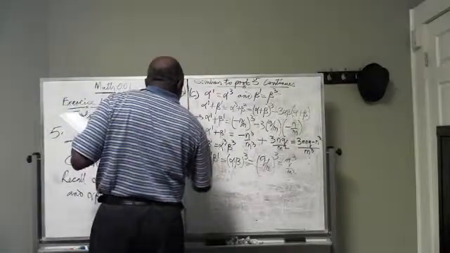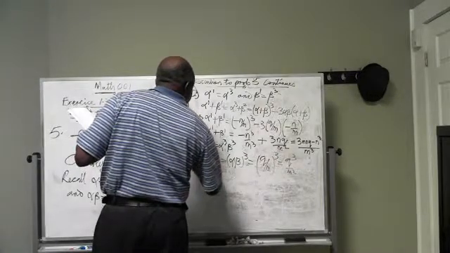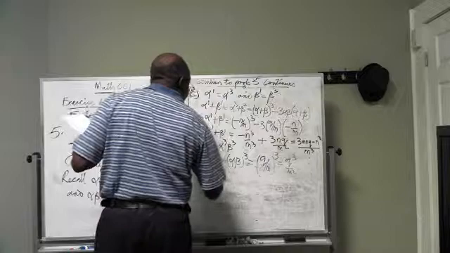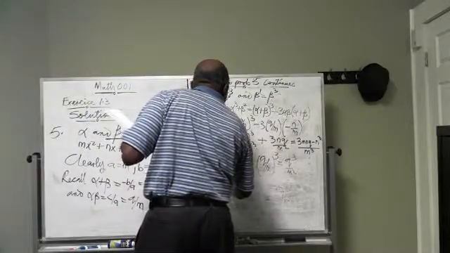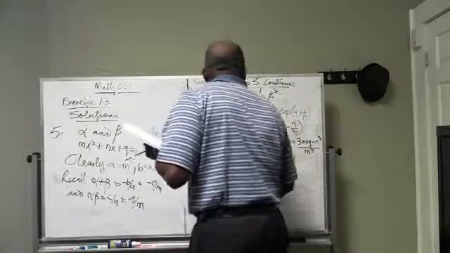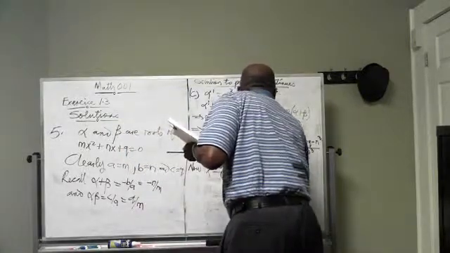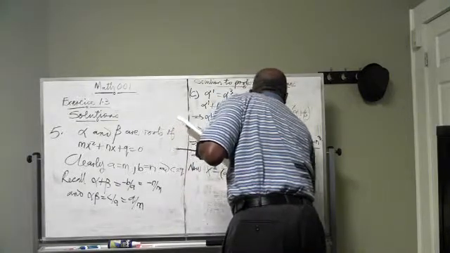Now, x squared minus alpha prime plus beta prime into x plus alpha prime beta prime equals 0.